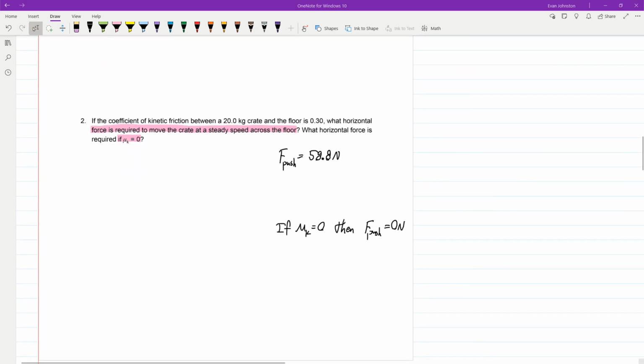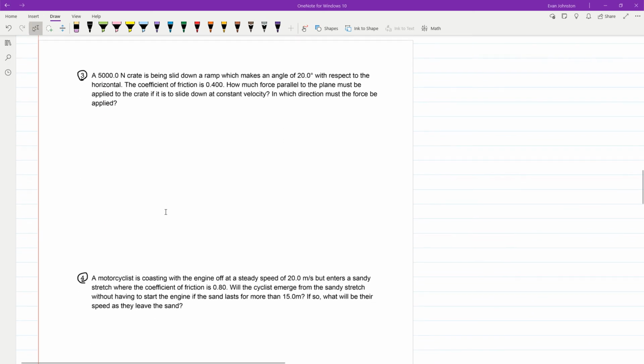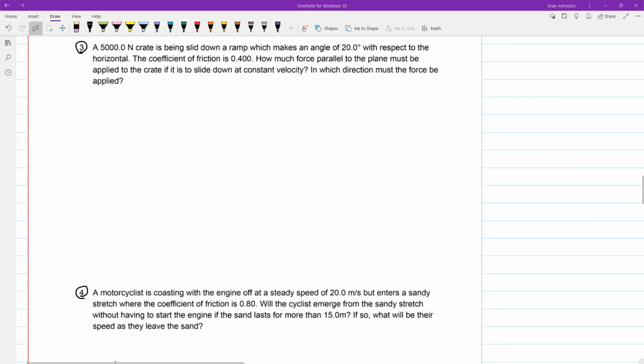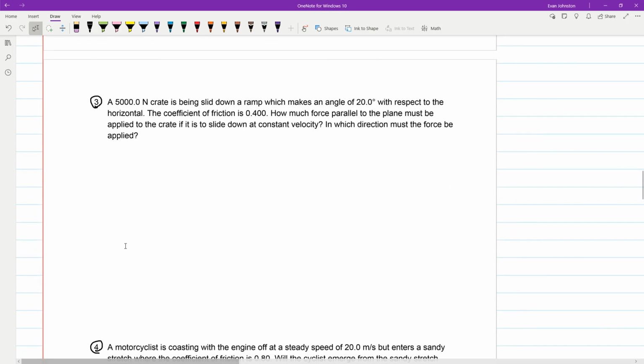I want to just skip through those and look at some of these harder ones, in all honesty, such as number 3. Number 3 is a great problem. It has a lot to it, which is pretty cool and neat. So really what we have here is a 5,000 Newton crate. It's being slid down a ramp at an angle of 20.0 degrees with respect to the horizontal.